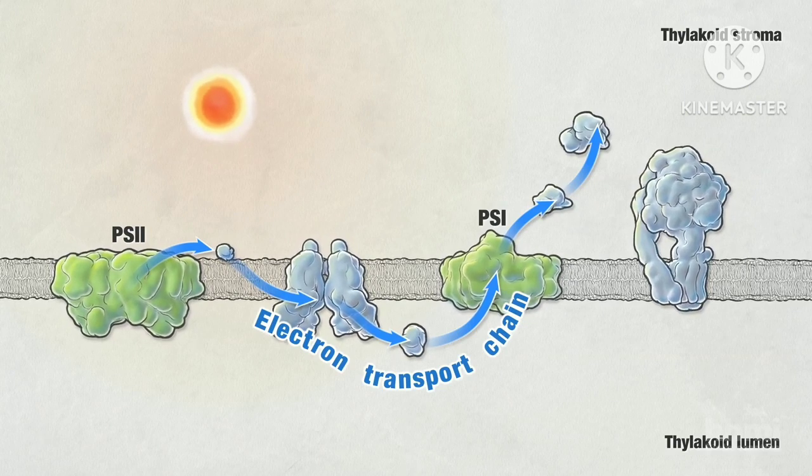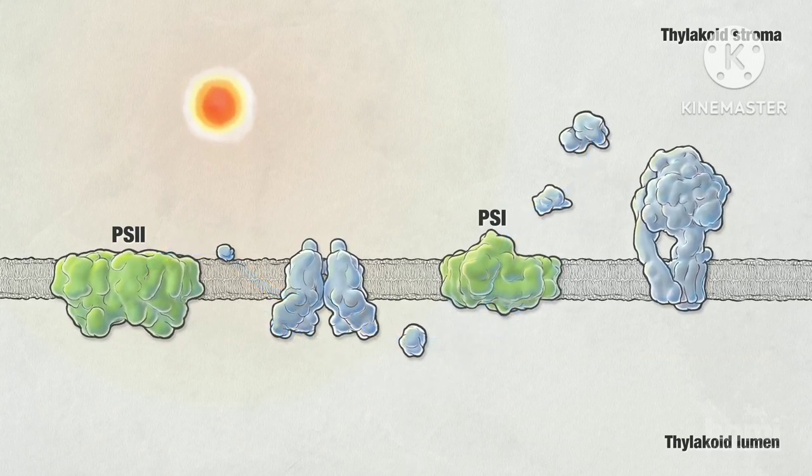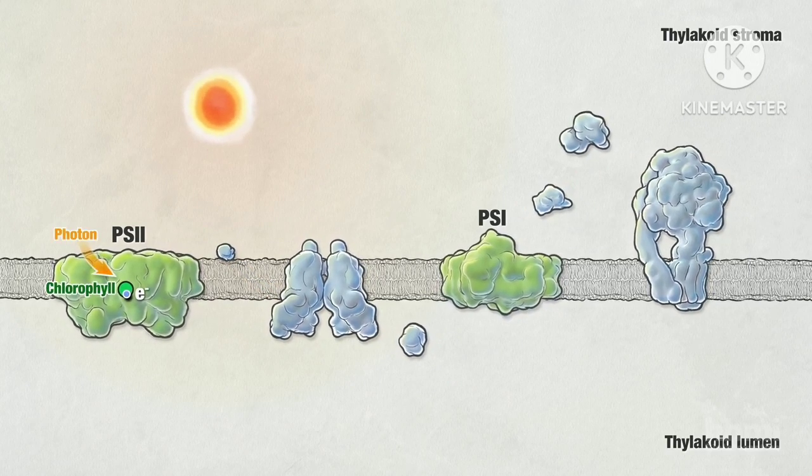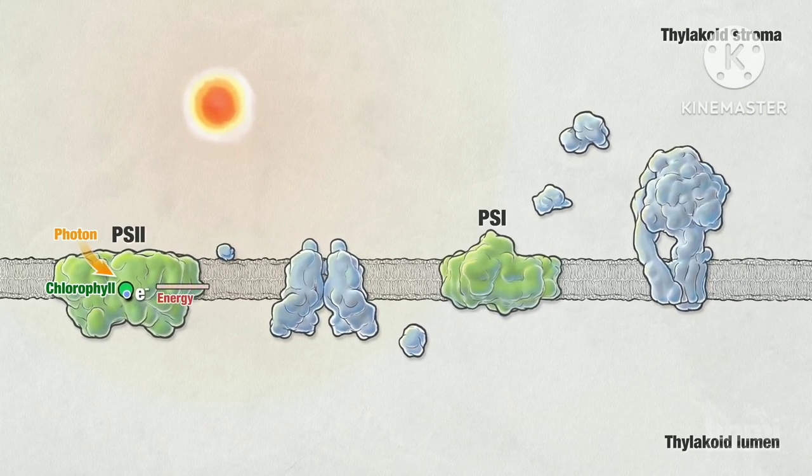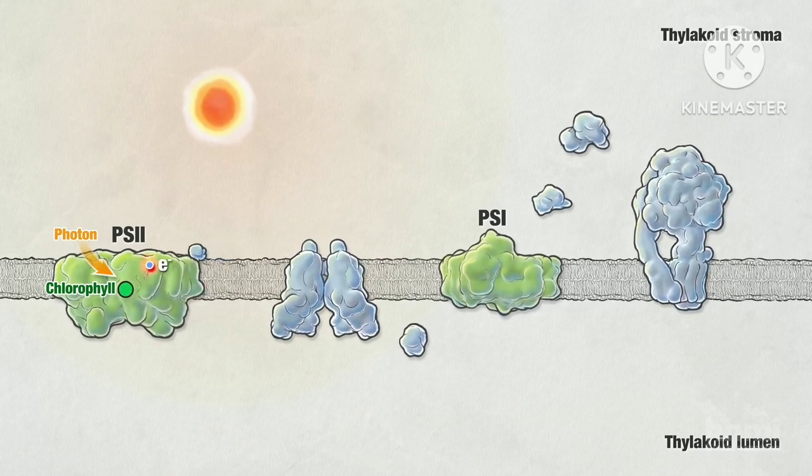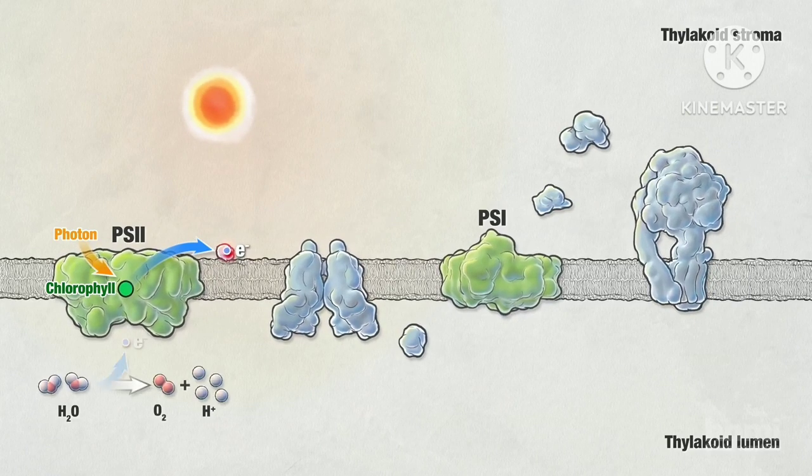Let's take a closer look to see how this process works. First, photons of light hit chlorophyll, a light-absorbing pigment in photosystem 2. Electrons in the chlorophyll are excited to a higher energy level. The excited electrons are passed to an electron carrier. Meanwhile, water splits and releases electrons. These electrons replace those lost at photosystem 2. The byproduct of this reaction is oxygen, which is eventually released into the air.